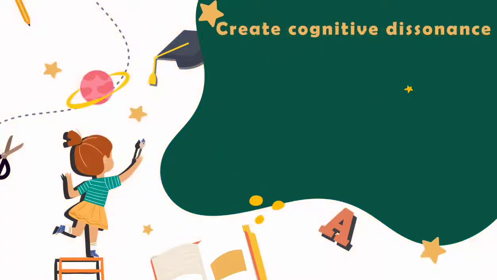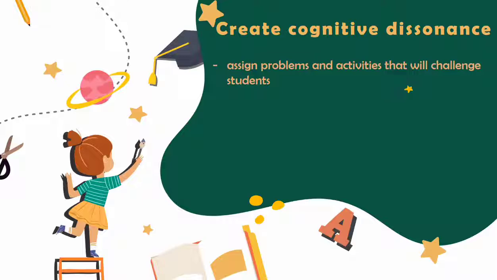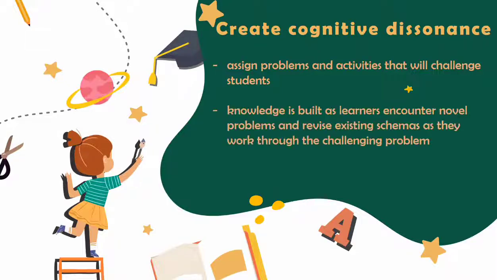The second essential component is to create cognitive dissonance. Assign problems and activities that will challenge students. So the teachers must assign problems that will challenge students. Knowledge is built as learners encounter novel problems and revise existing schemas as they work through the challenging problem.